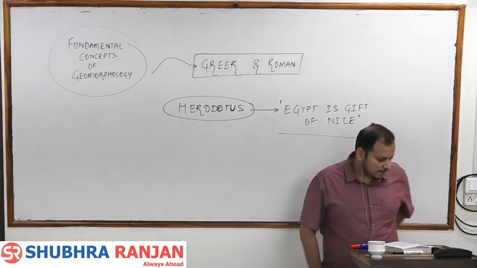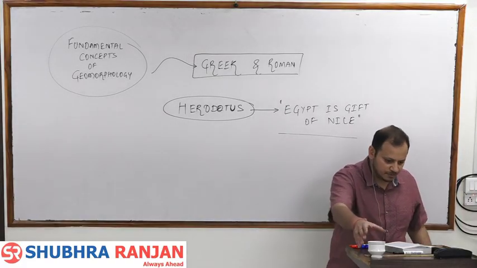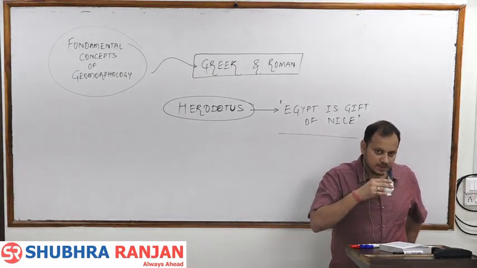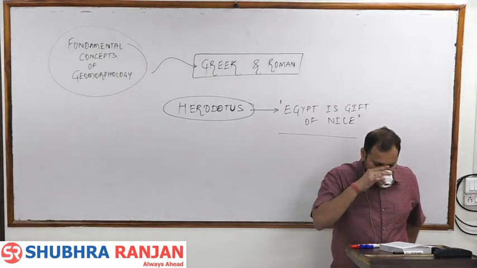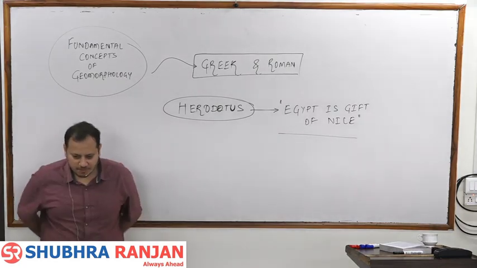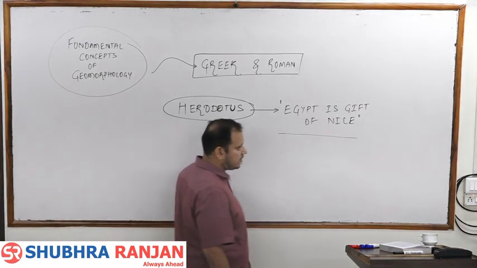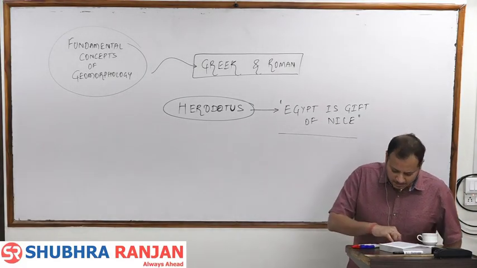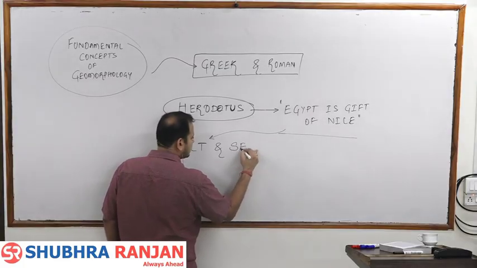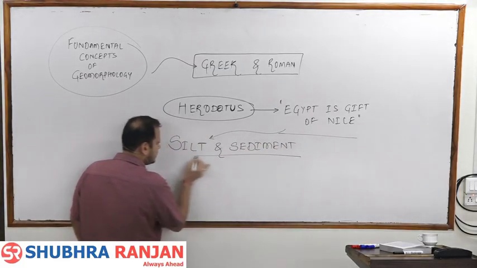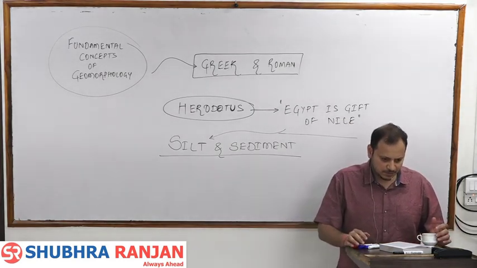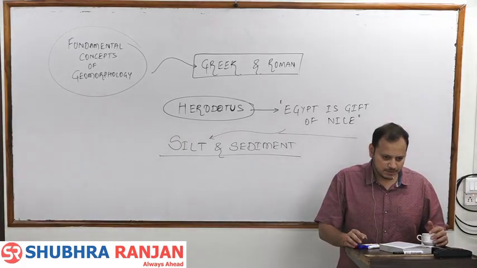So, thus he could attribute the erosion of river Nile, in the initial stage, which resulted into deposition of silt and sediments in Egypt.